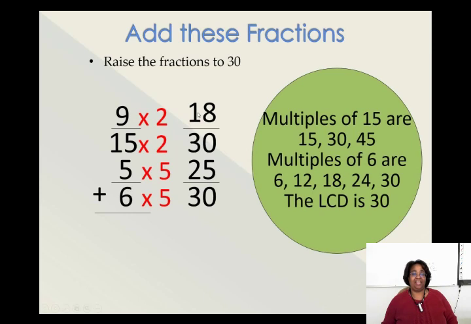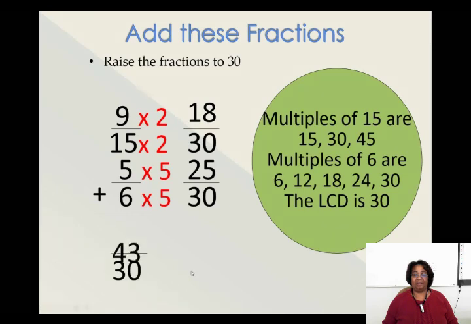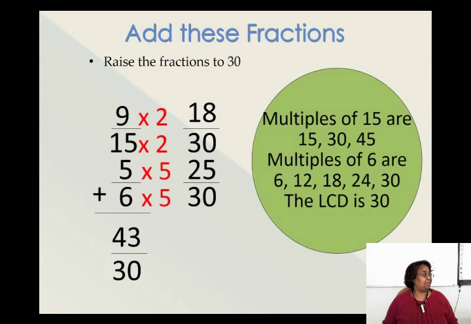And so I get 18 over 30 is equivalent to 9/15, and 25 over 30 is equivalent to 5/6. Now I can add my fractions with the same denominator here. I'm going to get 30 on the bottom and 43 on top. But I can't leave my answer improper, so what would my mixed number be? 1 over 30. Good. 1 and 13 over 30.